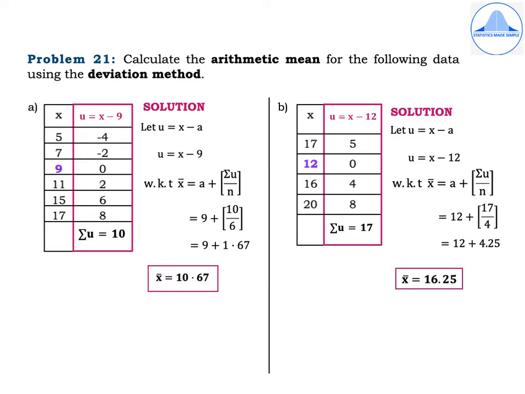I have chosen a to be 12, which is again highlighted in purple color. So for me, u is equal to x minus 12. So form the second column as u equal to x minus 12. So each x value is subtracted from 12 and listed down, and the values are 5, 0, 4, 8, which gives us summation u equal to 17. Then you can write, we know that x bar is equal to a plus summation u by n, which is equal to 12 plus 17 divided by 4, which is 12 plus 4.25, or you get x bar equal to 16.25.